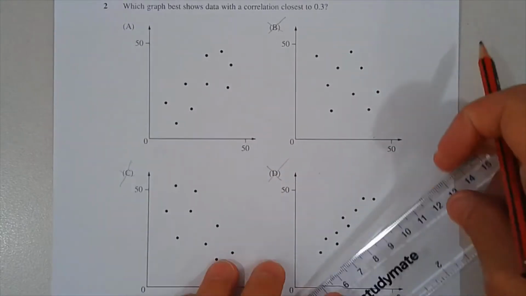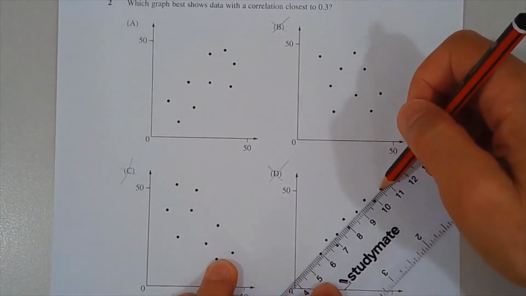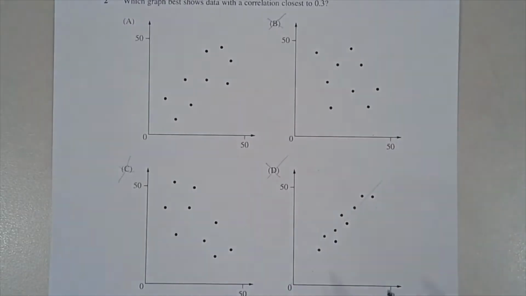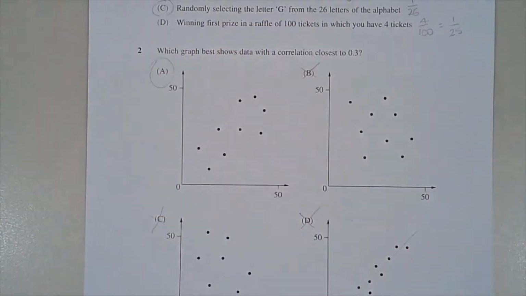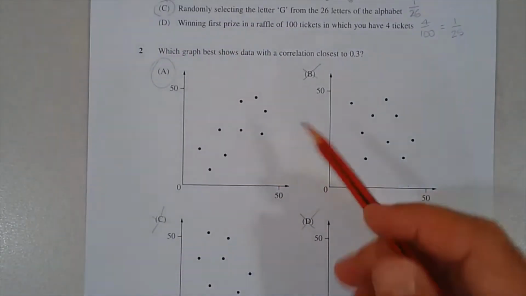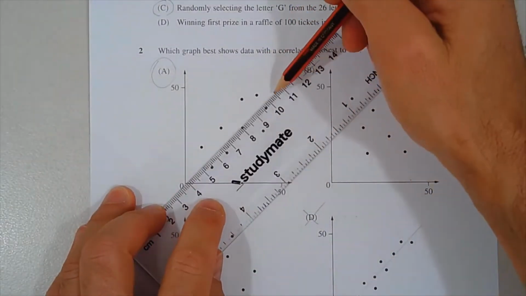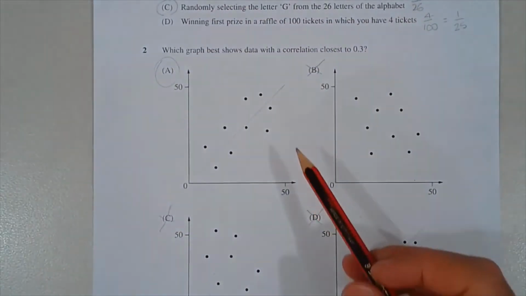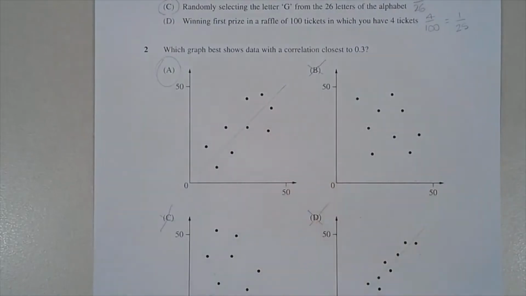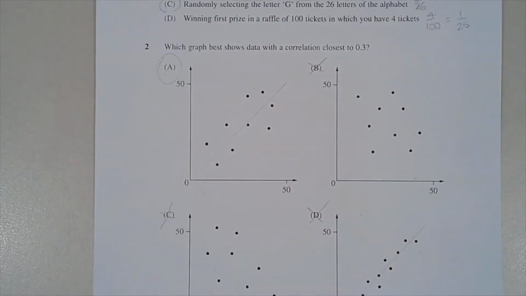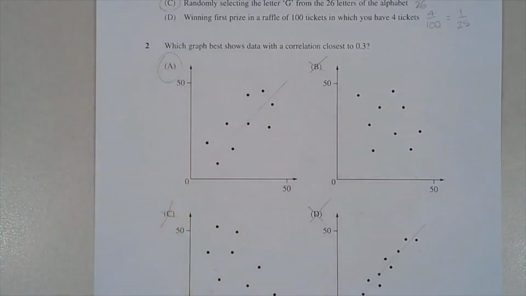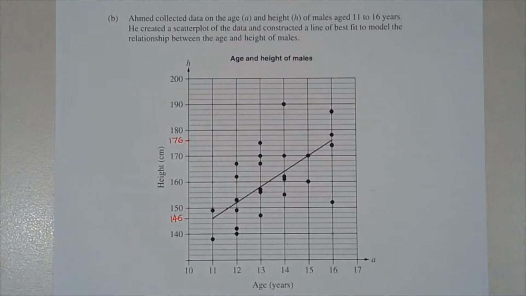In fact, if you were to draw a line of best fit by eye, you can see that the points are fairly close to the line. So that leaves us option A as the only solution. And in fact, if you were to draw a line of best fit by eye, we can see that the points are somewhat away from the line, but at the same time showing a positive relationship. So the answer is A.